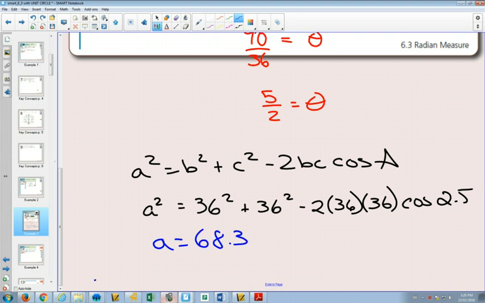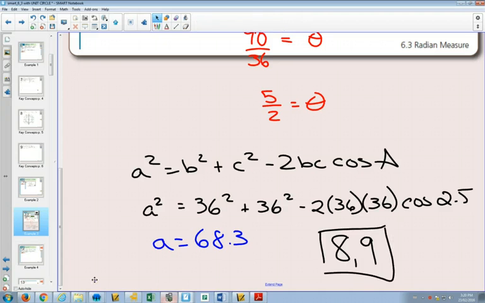I hear some disappointed sighs. So there was the cosine law, figuring things out. We dealt with our arc length formula in this one. Now I'd like you to try the one off to the side and see how you did. And in the homework, 8 and 9 are ones that you can do, but we'll try the one off to the side first.